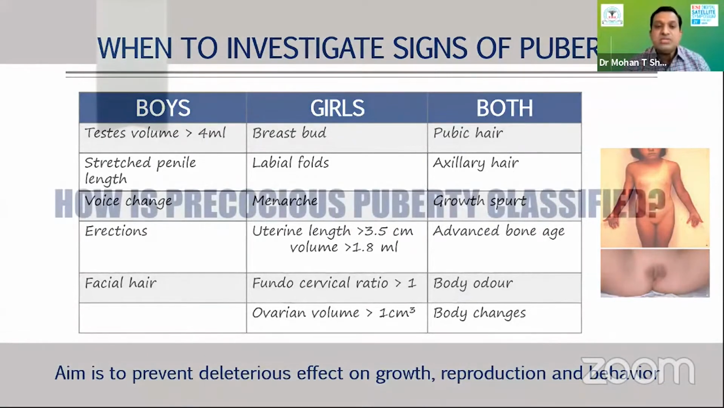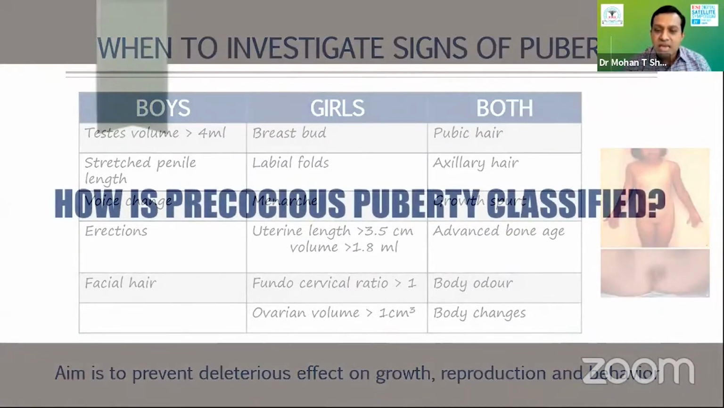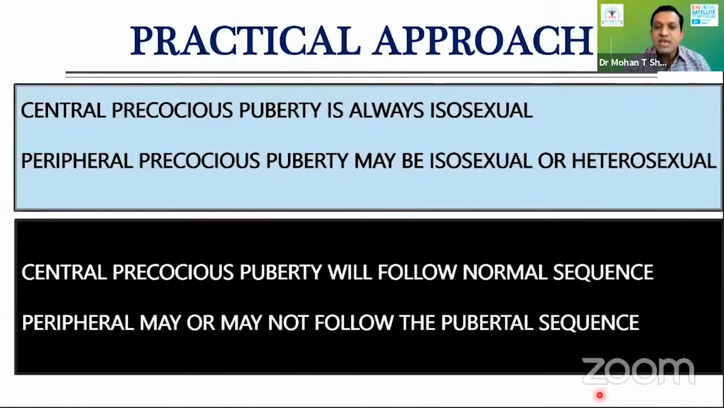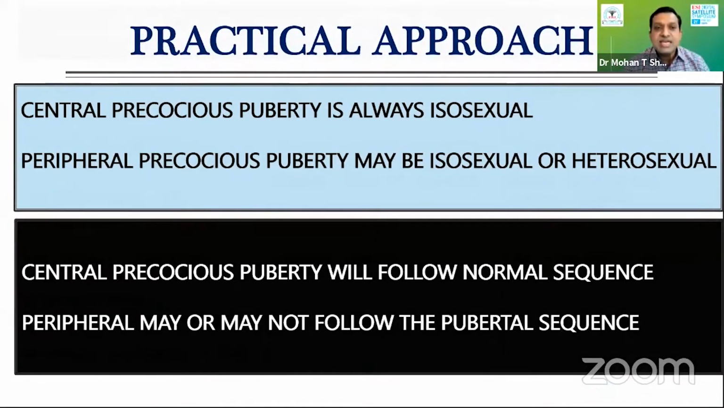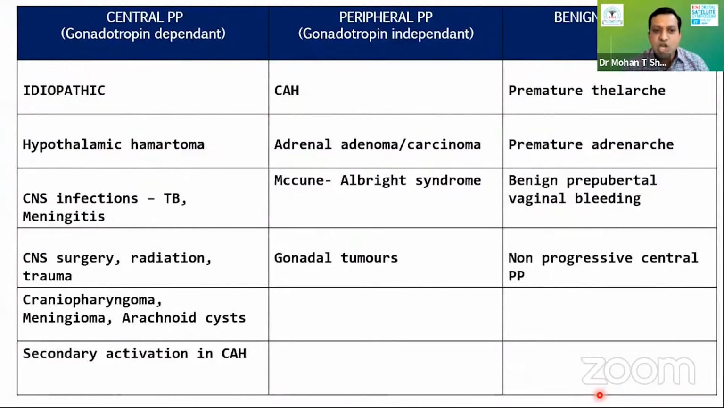So the practical approach: central precocious puberty is always isosexual. Peripheral may be isosexual or heterosexual. Central will normally follow the sequence, whereas peripheral may or may not follow the sequence. This is a common sense approach in practical practice. And classifying central precocious puberty, they are gonadotropin dependent, and among them most commonly it's idiopathic.